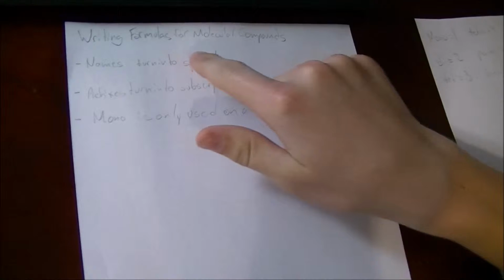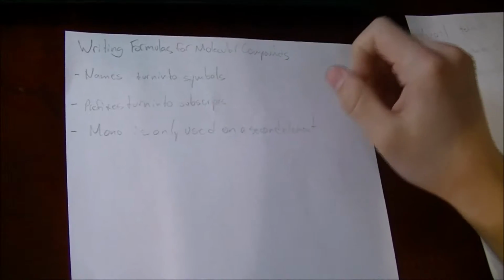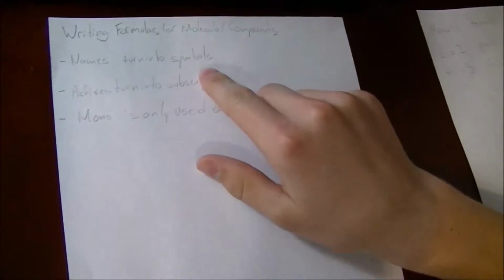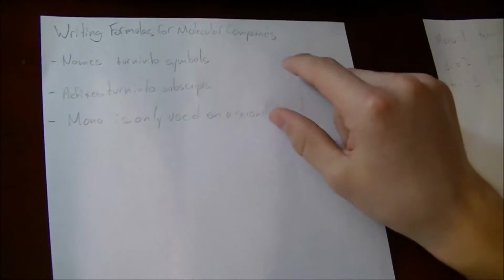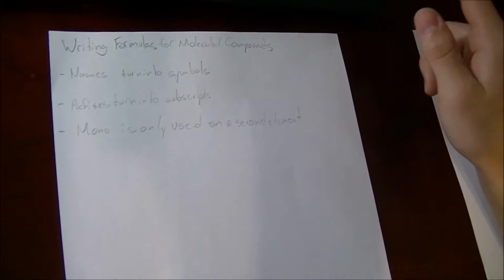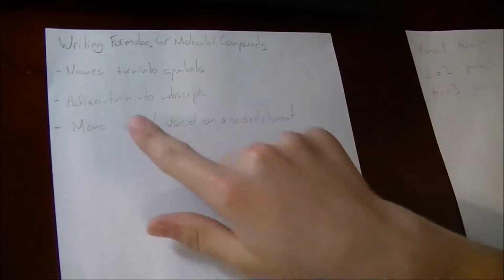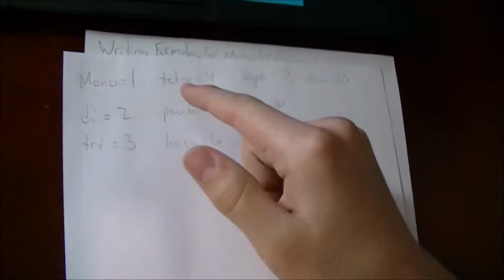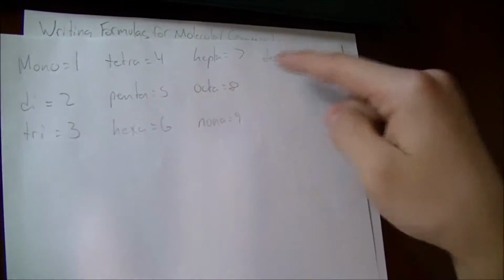Okay, so today we're going to be talking about writing formulas for molecular compounds. First, we're going to start off by taking the names and turning them into symbols. And what that means is taking the names of the compounds, the full word, and turning them into chemical symbols. And then after that, we're going to be using our prefixes, which are right here. And they're mono, which equals 1, tetra, which equals 4, hepta, which equals 7, like that.